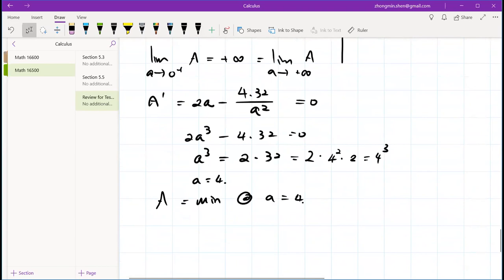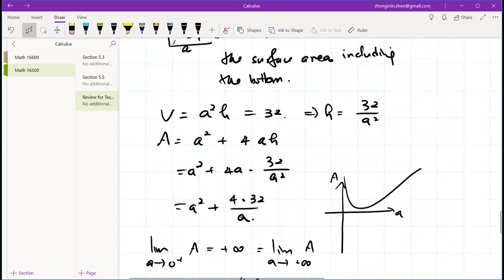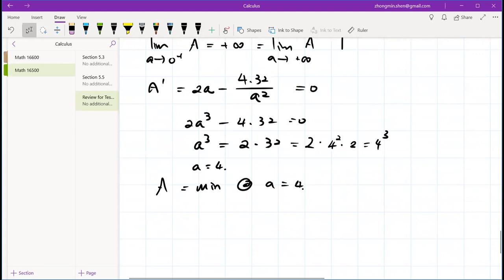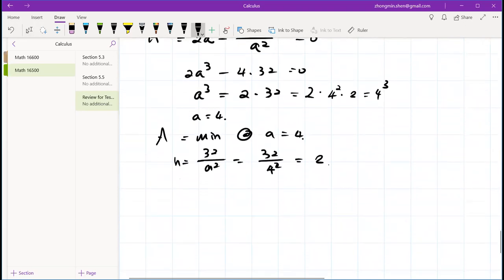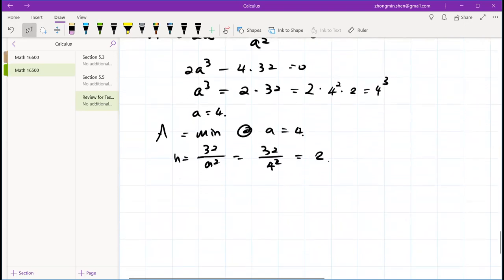So when A equals 4, what is H? H is 32 over 4 squared. 32 divided by 4 squared, 16. So that's going to be 2. Okay? So we find the dimension when the top is open, and it looks like that. Okay, it's 4 and 4 and 2.